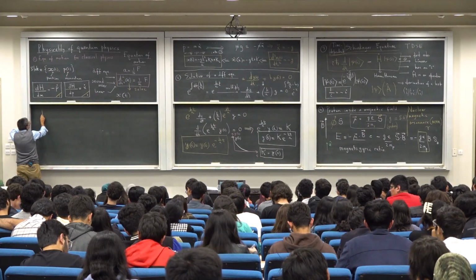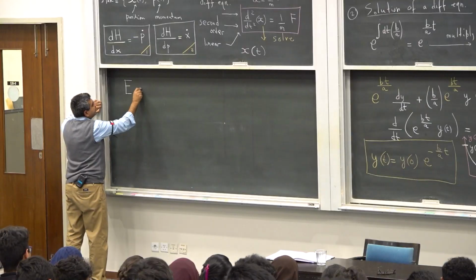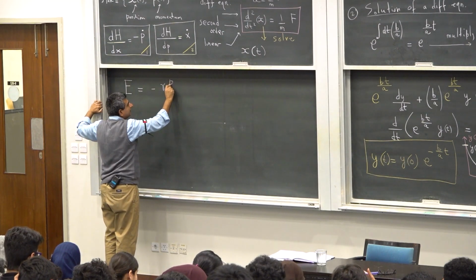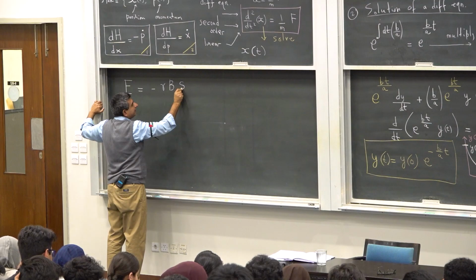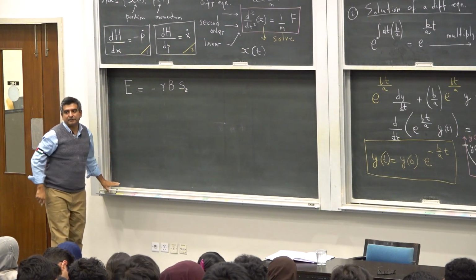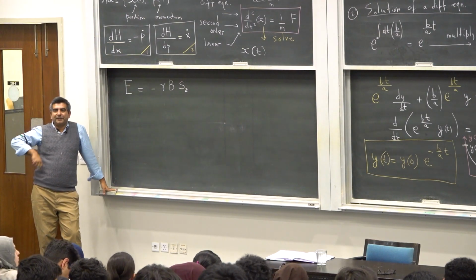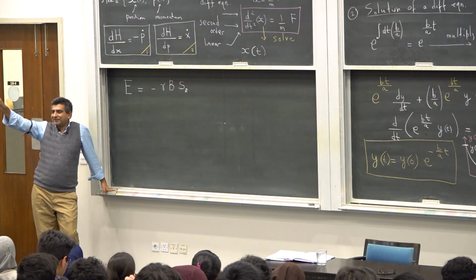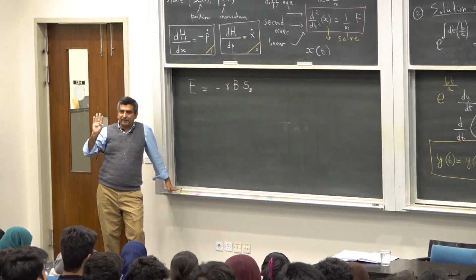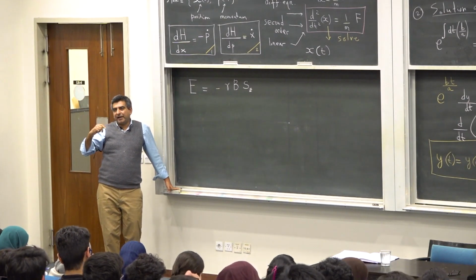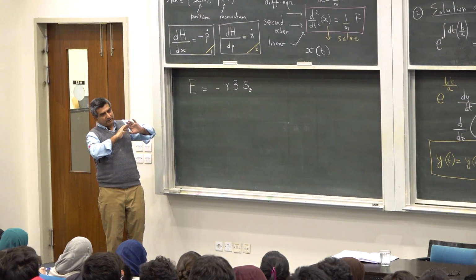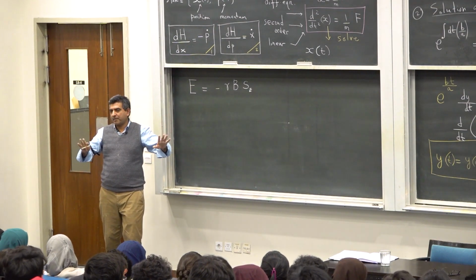So my energy really is minus gamma B S Z. All right. No quantum physics so far. Only that the value of G is derived from some quantum physics, and the proton has a spin because of quantum physics. But the equations so far are totally classical.